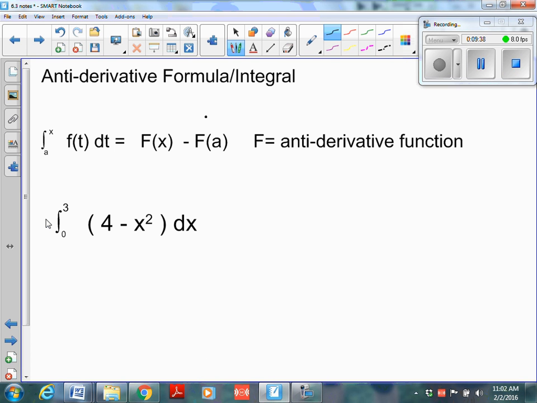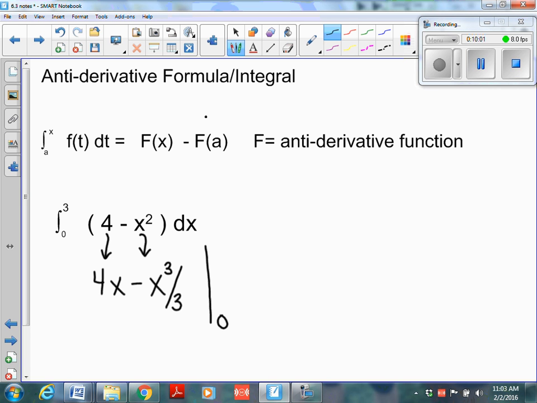Okay, the antiderivative formula, I've already talked about this on 6.2. I kind of got ahead of the game here. Basically, when you integrate the 4, which is 4x, you integrate the x squared, which is x cubed over 3, and you add the 1 divided by 3. Everybody knows how to do that.